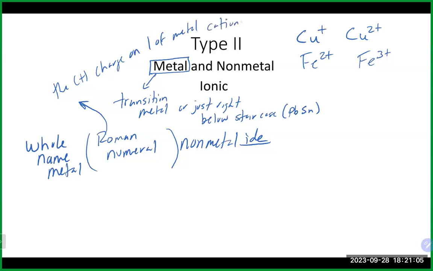Very commonly people mistake what the Roman numeral means. Sometimes people think it means how many metals you have. It's not how many metals you have or anything like that. It is, if you took one of those metals by itself, what the positive charge is. So you do have to figure out what the positive charge is on the metal.